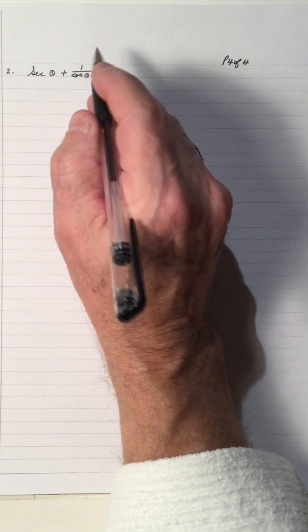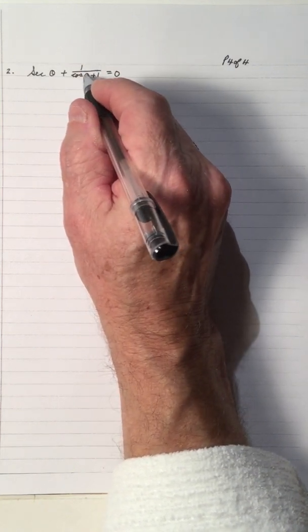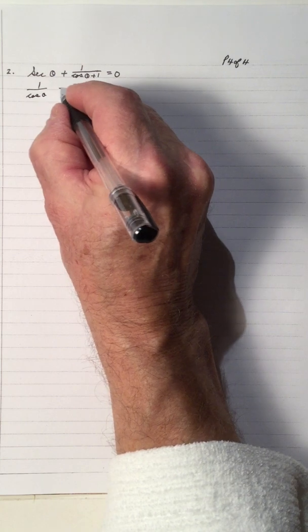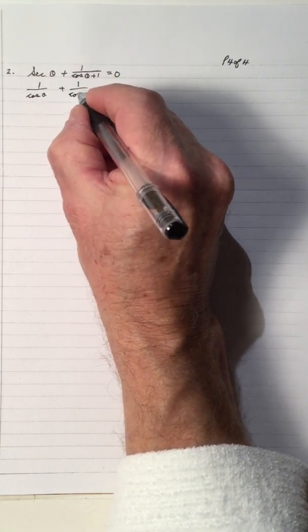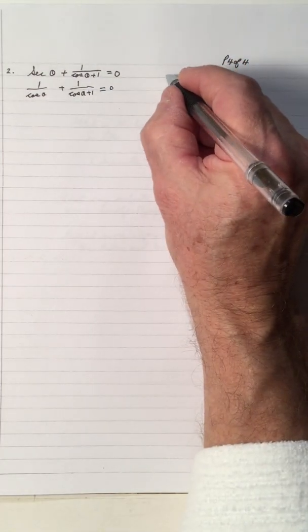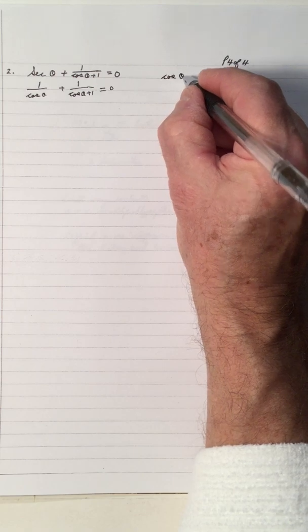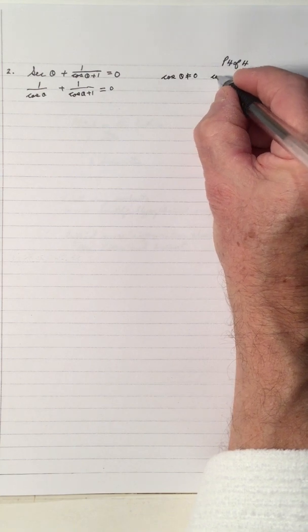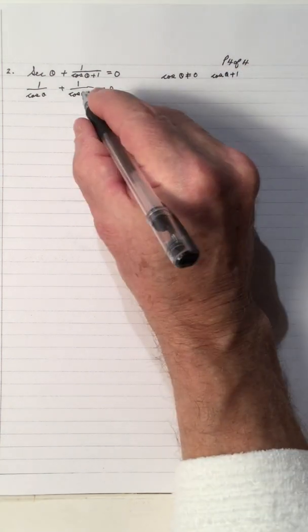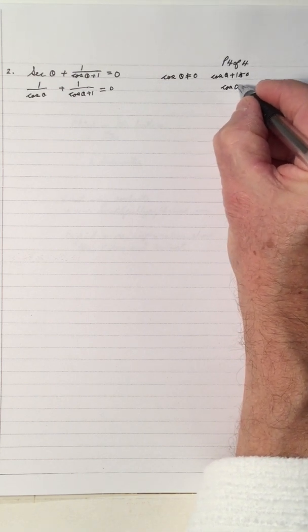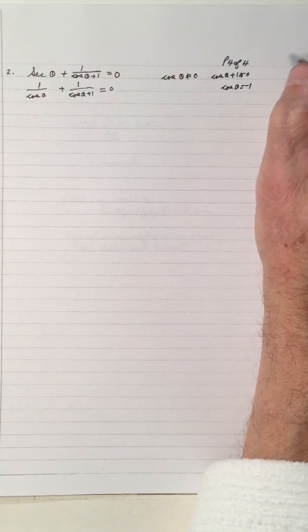Number 2, we have secant and we have cos plus 1. So first thing we do is change your secant to 1 over cos, its reciprocal, plus 1 over cos theta plus 1. Is this denominator equal to 0? So notice we have cos as one denominator, so cos cannot equal 0. And also cos theta plus 1, which is this denominator, cannot equal 0. So that means cos theta cannot equal -1. So we got to keep that.